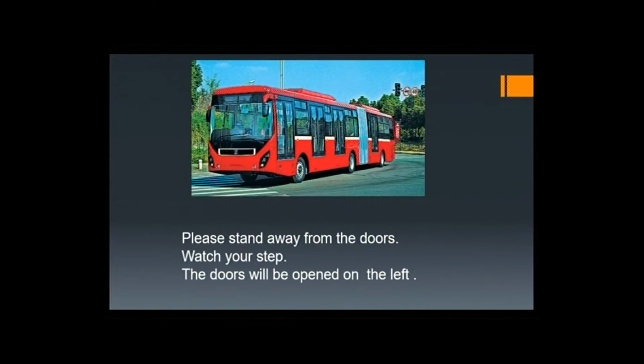Please stand away from the doors. Stand away from the doors means the doors are ready to open or ready to close, because generally buses, trains have hydraulic doors, and if you are standing very nearby, you can have an injury. So please stand away from the doors.